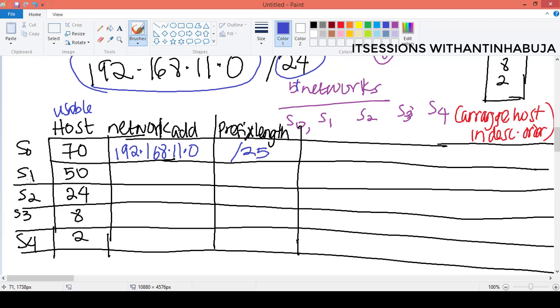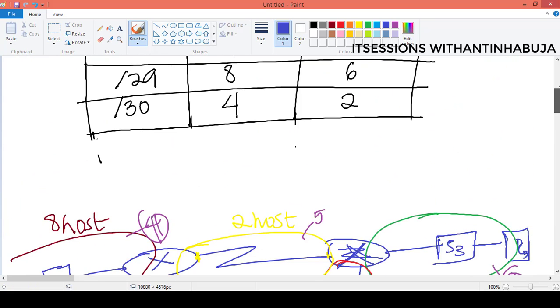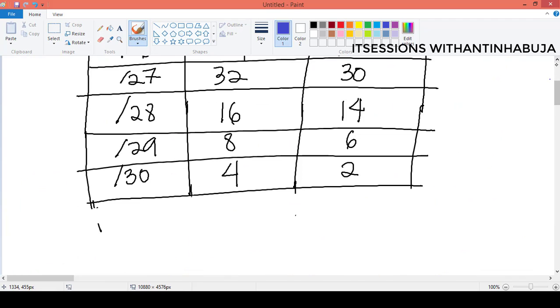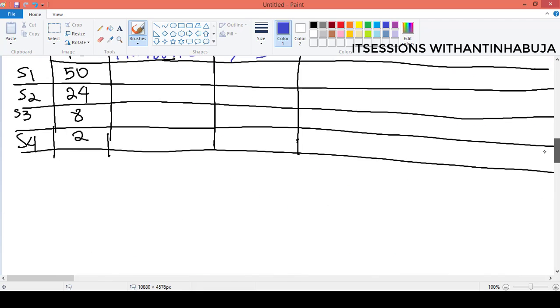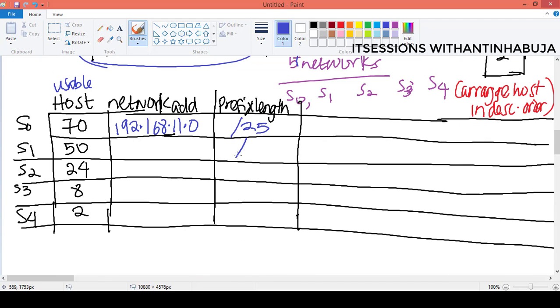The next thing you do is check for S1, that's 50. So we go back to our table. Where does 50 fall under? 50 falls under slash 26, that's 62 usable hosts. So you come back and then you assign the prefix length of slash 26. Oh, we haven't added our network address. Now, the network address for S1, let me write the formula for you.